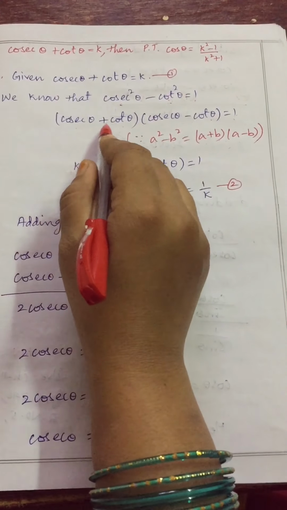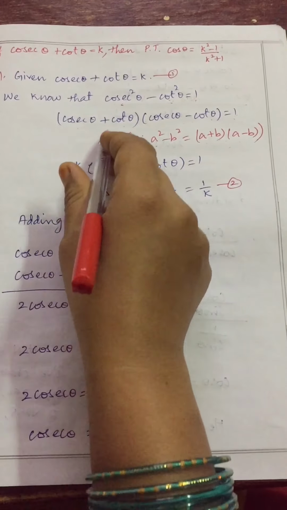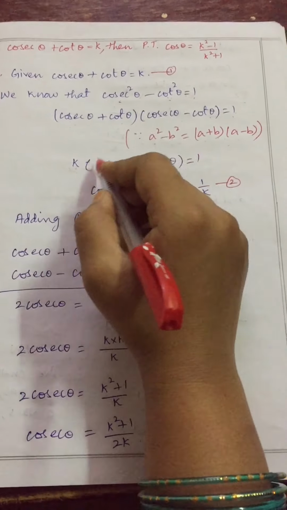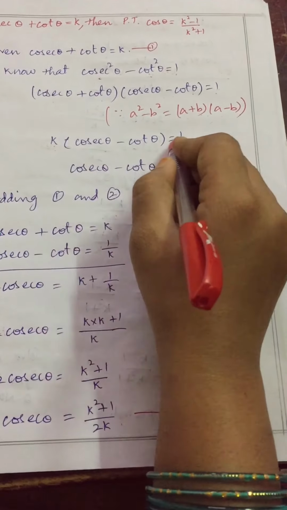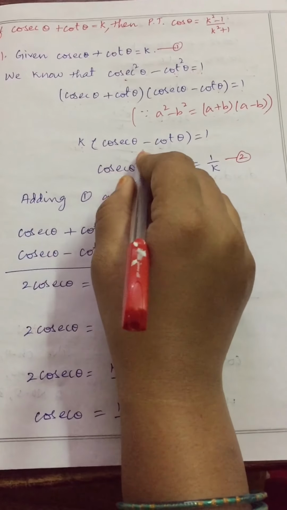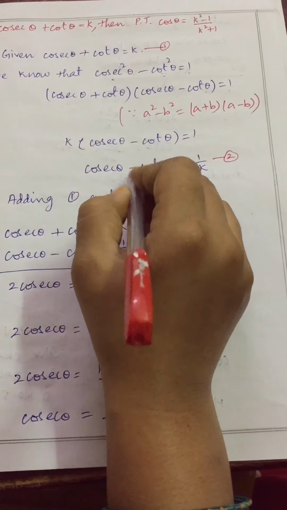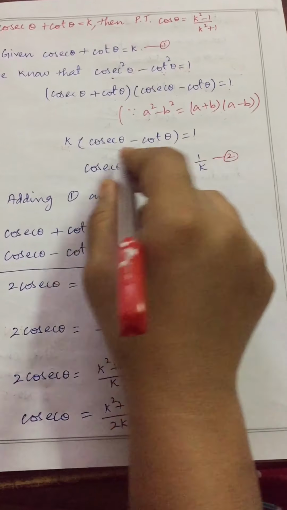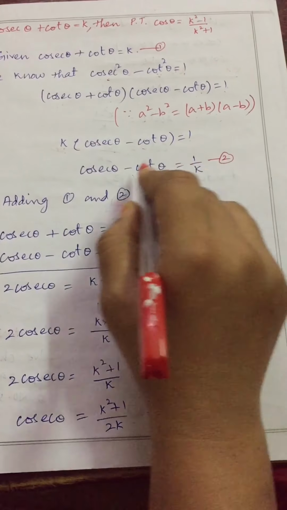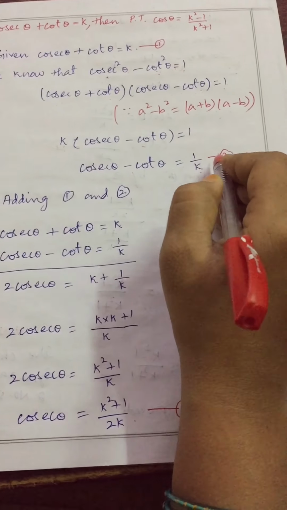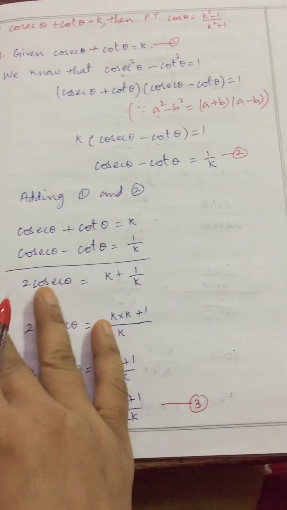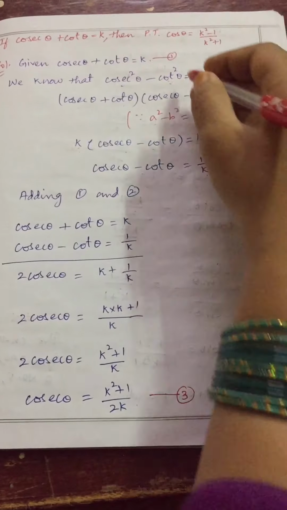We have cosecant theta plus cot theta value k, so in place of this we are writing k, into this cosecant theta minus cot theta, which we don't know, so as it is we are writing, that is equal to 1. So cosecant theta minus cot theta we keep here only, and k we are sending that side, so that will come under denominator. So cosecant theta minus cot theta is 1 by k. Clear, children? Suppose this is equation 2. Now we are adding 1 and 2.